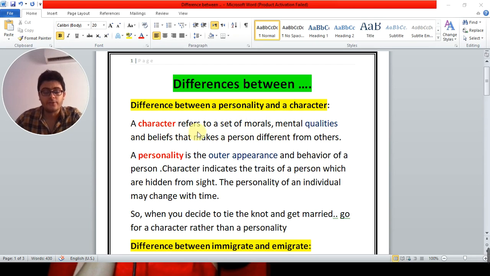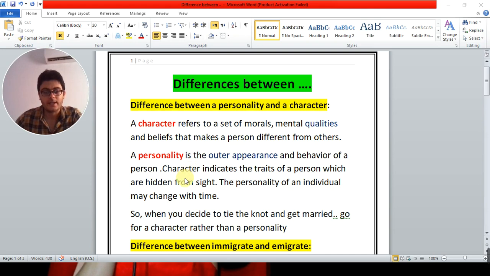A character refers to a set of morals, mental qualities, and beliefs that makes a person different from others. Again, character refers to those morals and qualities which you have, and the beliefs which you have also, that make you a different person from other people. However, a personality is the outer appearance and behavior of a person.